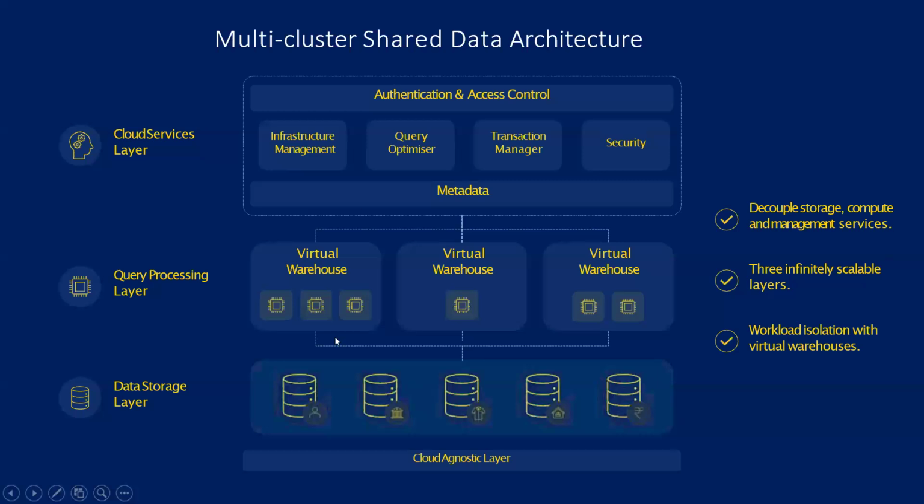Then how do these layers interact? Let's give a simple example. You are running a SQL query, let's say select star from some employees table, or sales table. First that query will be submitted to the cloud service layer. First it will authenticate whether the user has access on the table or not, and query optimization will happen. After that, the query will be submitted to the virtual warehouse layer.